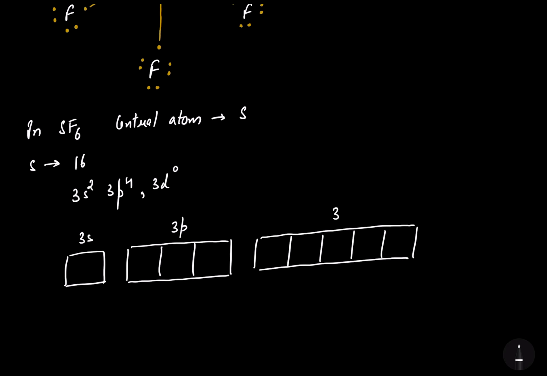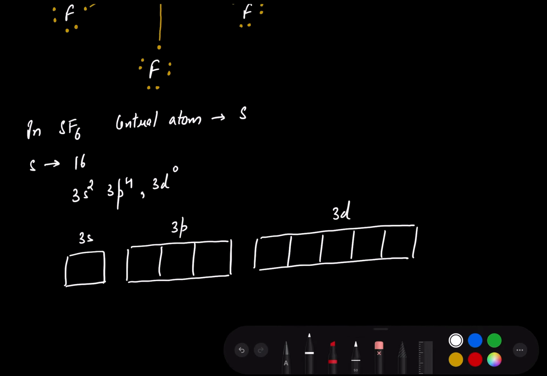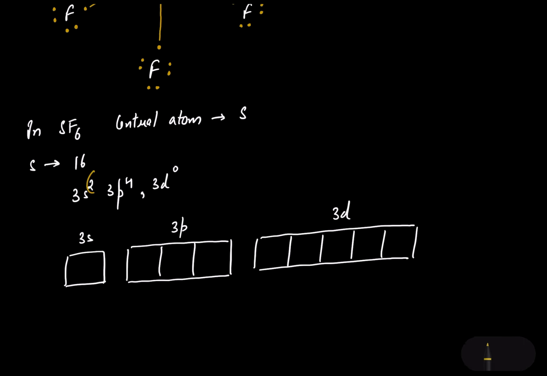So in 3d we are having 5 degenerate orbitals. Now let's fill the electrons according to the electronic configuration in the orbitals. The 3s is having 2 electrons, so that's the first electron with a spin of +1/2, and that's the second electron with a spin of -1/2.